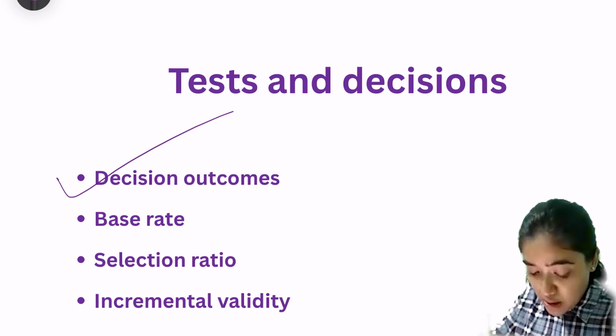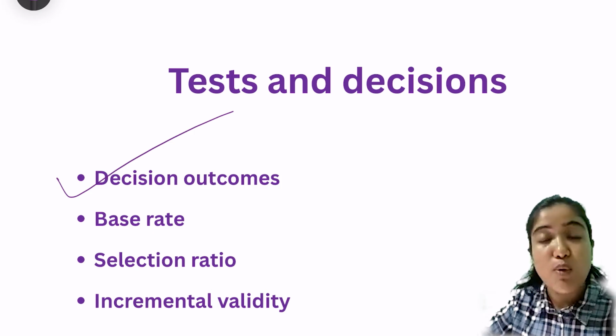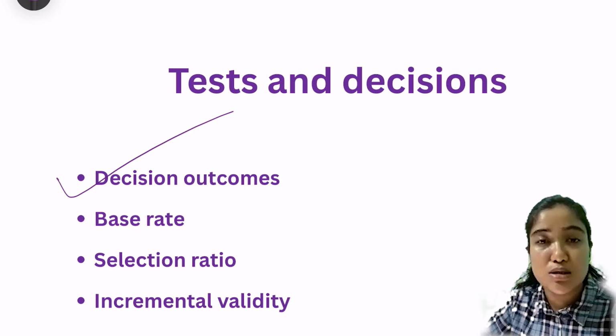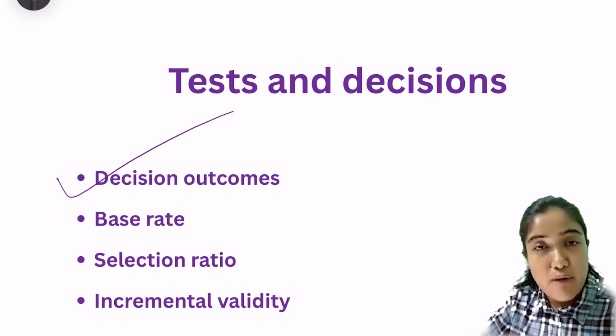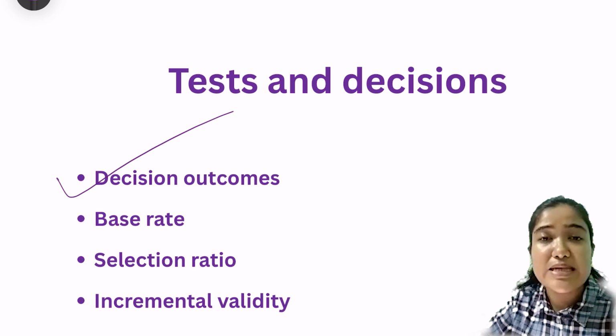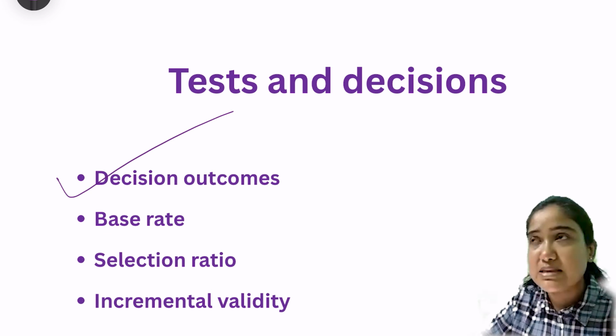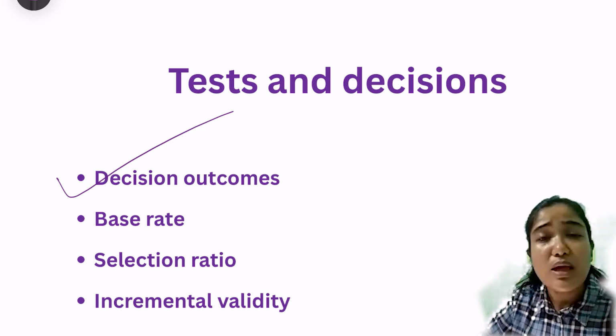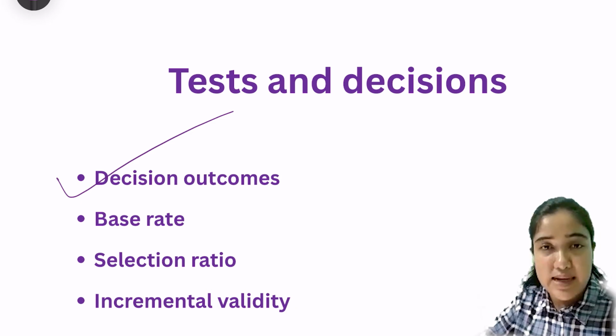The first is decision outcomes. When using a test to make a decision, there are 4 possible outcomes. The first is a true positive, that is correct: the person has that characteristic. So let's say someone has depression, then it is a true positive. If someone doesn't have depression and we rule it out, then that is a true negative.